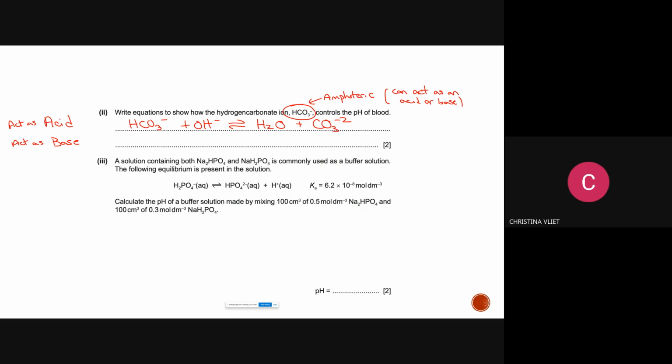The second example, how would this act as a base? What would I put this with for it to be acting as a base? I would put it with H plus. And so this gives us H2O plus CO2. Because remember that when you make H2CO3, it always breaks apart to water and carbon dioxide. That's going to show up over and over and over again. So you need to be aware of it.